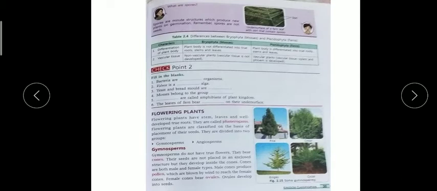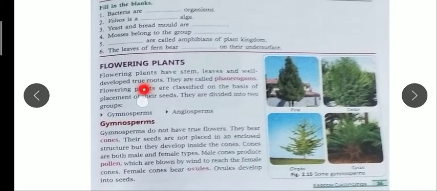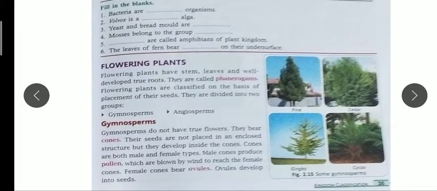So flowering plants, as you can see, have true roots, true stems, leaves, branches and all the other well developed plant parts. They are also called phanerogams.